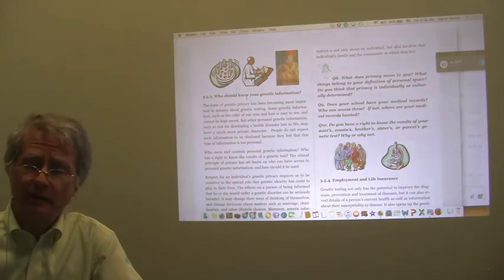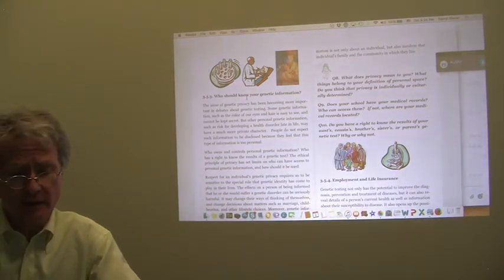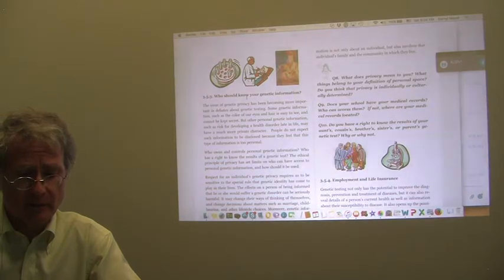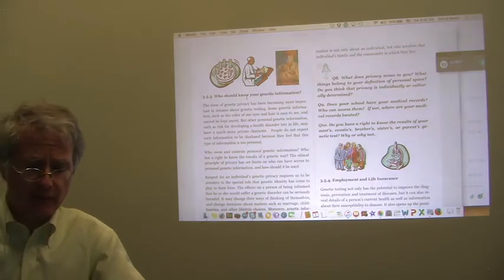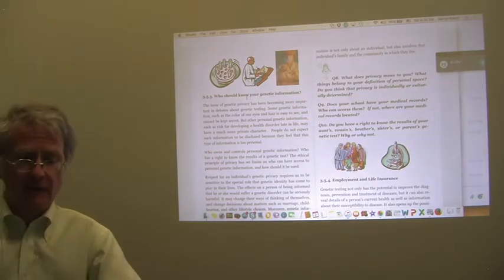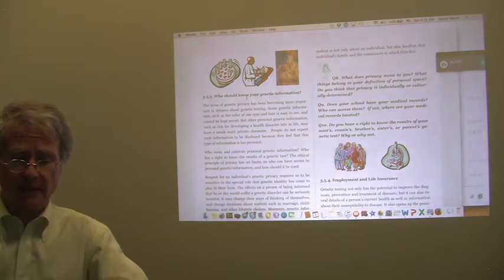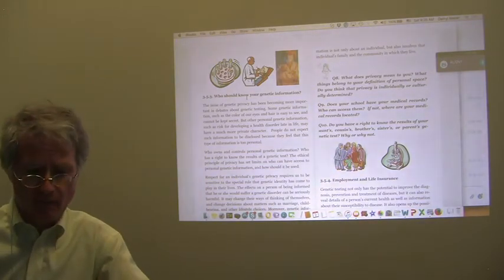Who owns and controls personal genetic information? Who has a right to know the results of a genetic test? The ethical principle of privacy has set limits on who can have access to personal genetic information and how it should be used. Respect for an individual's genetic privacy requires us to be sensitive to the special role that genetic identity has come to play in our lives.